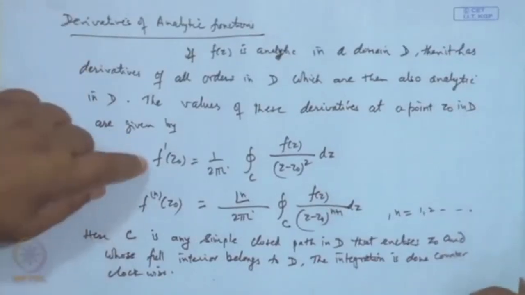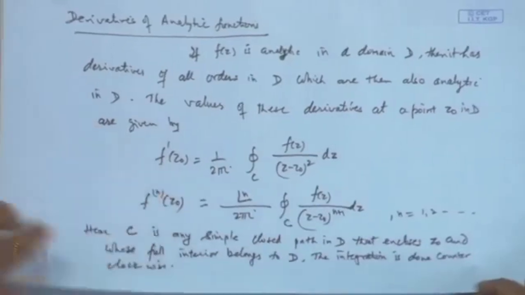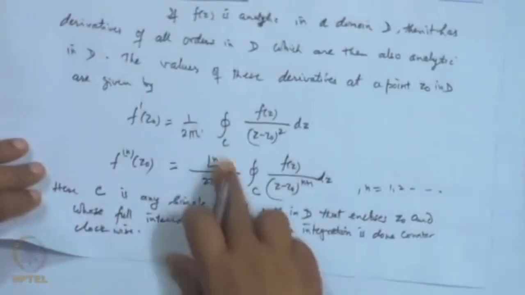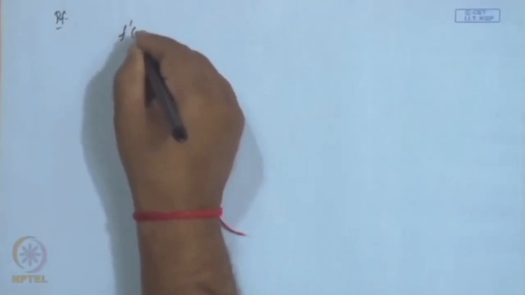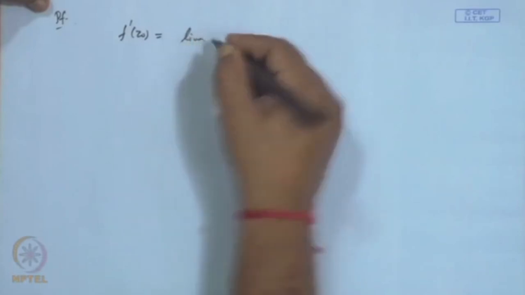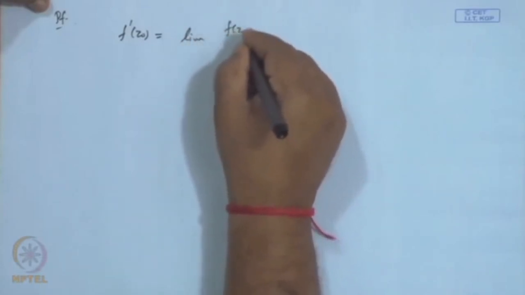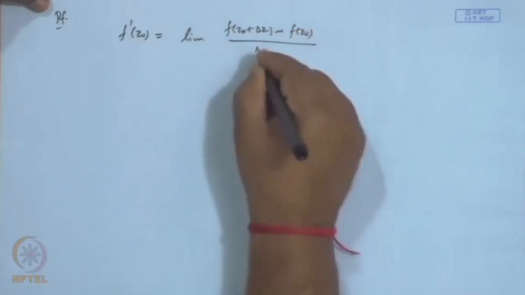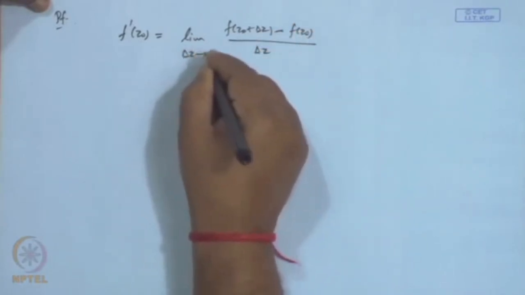We will go through the proof for one only and the rest will follow in a similar pattern. So, proof of the first part. What we have to prove is that the derivative f prime z naught is nothing but this. What is the derivative? The derivative of a function at a point z naught is nothing but the limit of f z naught plus delta z minus f z naught over delta z when delta z tends to 0.